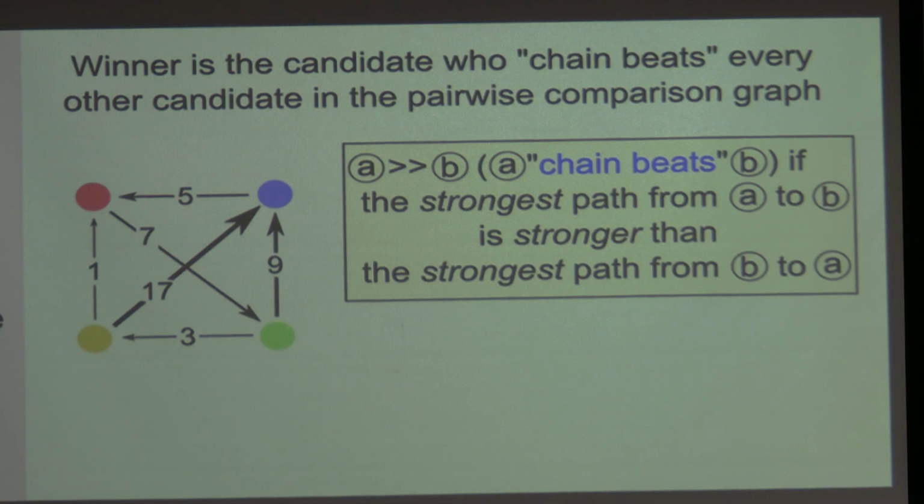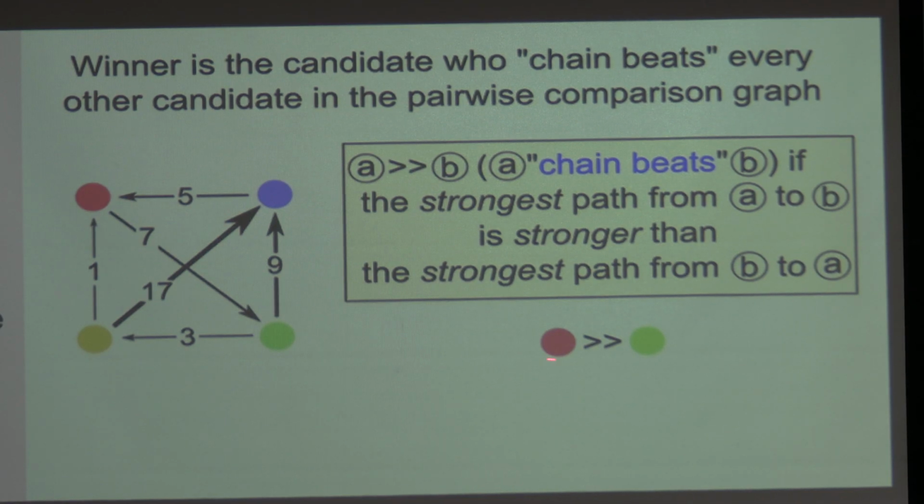You say that A chain beats B. It's not beats, it's chain beats, in the sense of this path business. Okay, so it's a bit of a mind bender. It takes a second to sink in. So let's do a few examples. Strictly stronger. Good point. I'll come to that in a second.